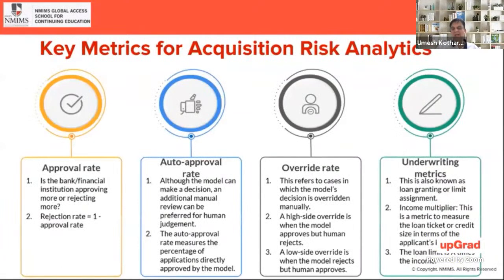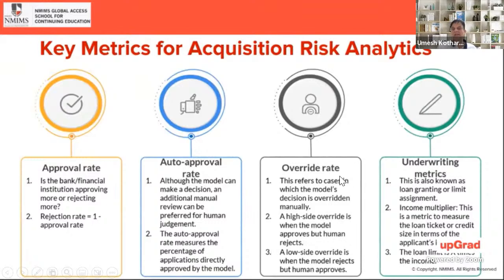Moving on to the next aspect, risk analysis. Now that you want to analyze your model, you need some KPIs to assess whether you're on the right path or not. We usually look at 5 metrics. One is the approval rate, the percentage of applications approved out of those received. Rejection rate is the opposite, 1 minus the approval rate. Auto approval rate is the approval rate which the model approves automatically. It measures the percentage of applications approved by the model.